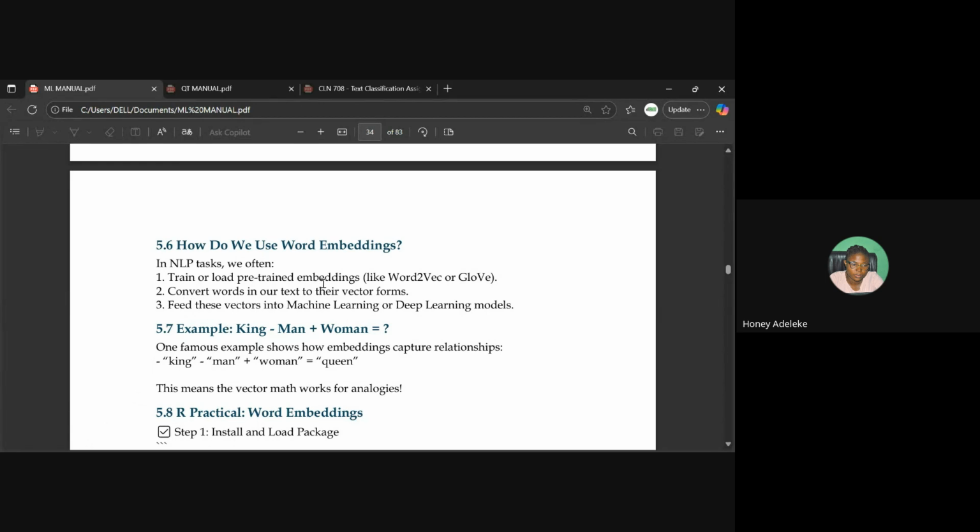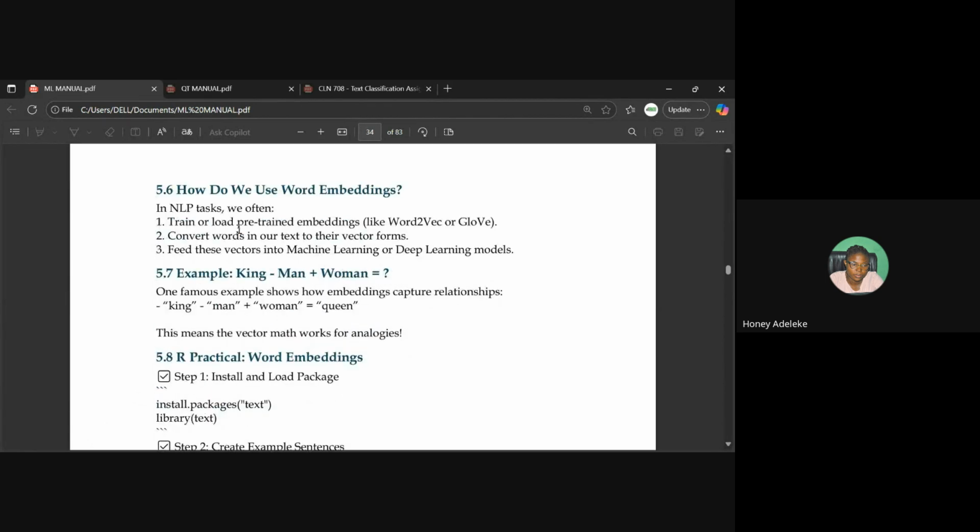So you will train a model, or you will use a pre-trained model, which is in our R manual. Then we will convert the words in our text to vector form. Then we will feed these vectors into machine learning or deep learning models, as it has been shown in our 5.8.